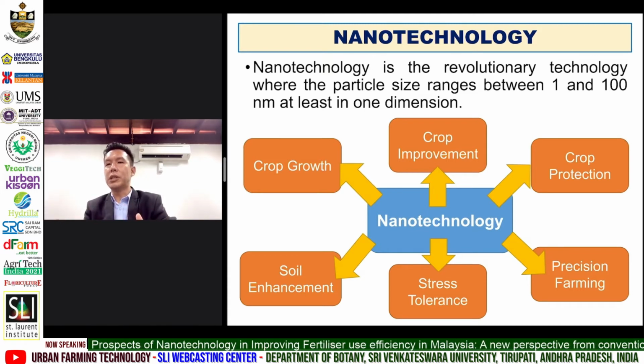So nanotechnology is the revolutionary technology where the particle size ranges between 1 and 100 nanometers, at least in one dimension. Due to their high surface area, high reactivity, and better penetration into the cell, these can activate plant and microbial activities, resulting in more nutrient use efficiency. Nanotechnology has been introduced in a series of agricultural fields for crop improvement, crop protection, precision farming, stress tolerance, soil enhancement, and crop growth.